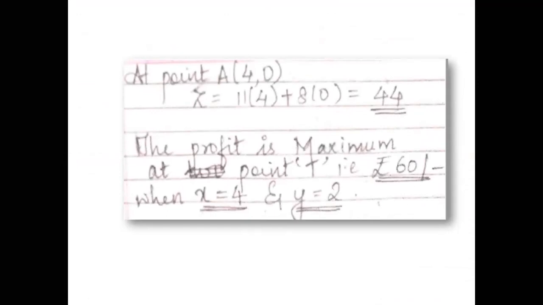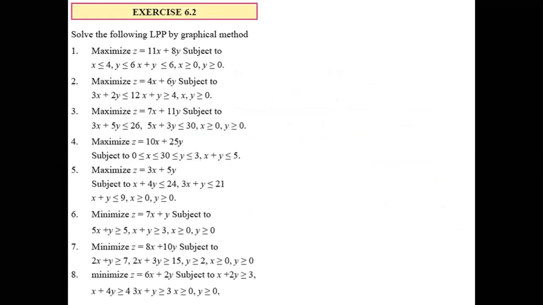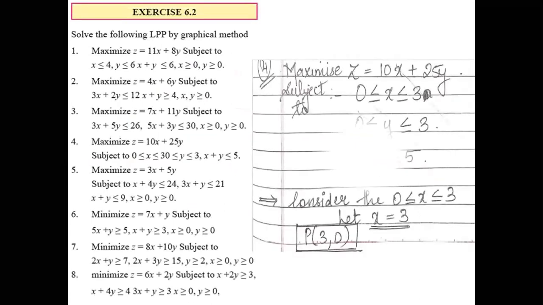So the important thing you have to keep in mind here, class, is in this sum, all the signs were similar. So you could find the feasible region easily. But whenever you have independent variables, always use different names for your coordinates. Okay. We'll see one more sum. So now I'm solving sum number 4 for you of exercise 6.2. So just observe the sum, class.